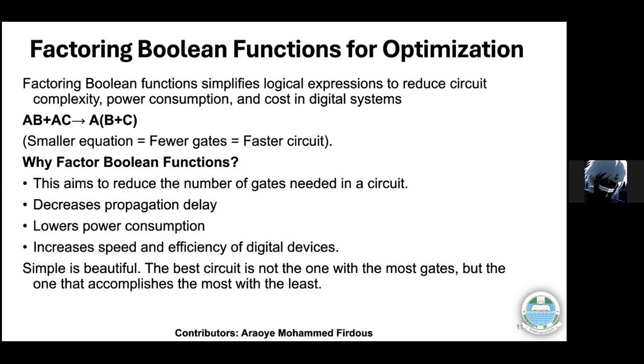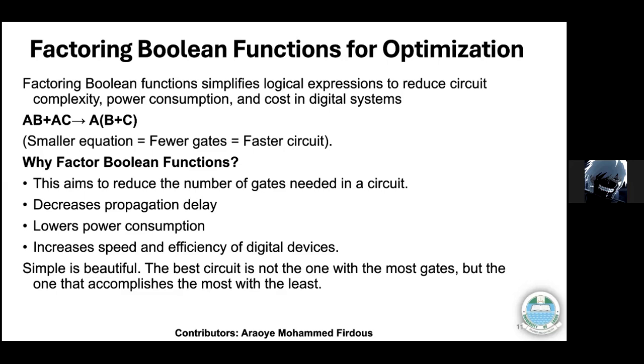So I'll be talking about factoring Boolean functions for optimization. When you factor Boolean functions, this helps to simplify logical expressions and to reduce circuit complexity, power consumption, and cost in digital systems. So an equation here, AB plus AC, you can factor out the common term, which is A, to give you A times B plus C. A smaller equation will lead to fewer gates, which will lead to faster circuits.